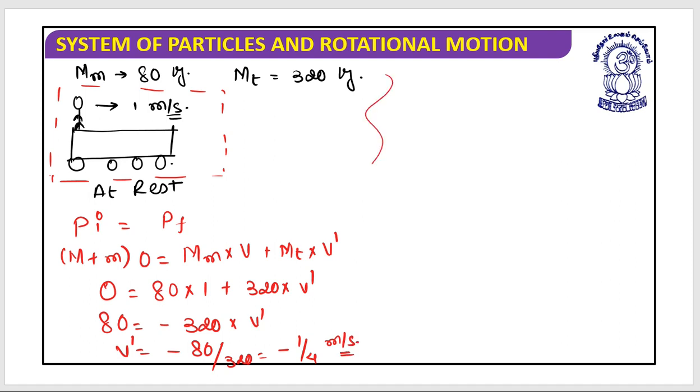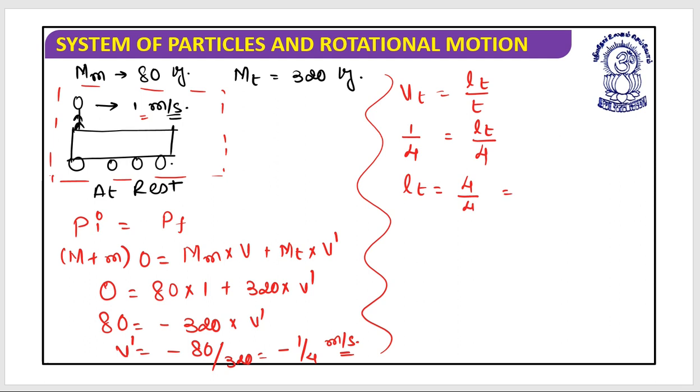Is it clear? So this is v dash, the velocity of the trolley with which it is traveling. Now for how long has it traveled? Because the person has traveled for 4 seconds. So the velocity of the trolley is equal to the distance traveled by the trolley divided by the time taken. Distance traveled we don't know, but time taken is 4. So what I can write is l by t is equal to 4 by 4, which is equal to 1 meter.